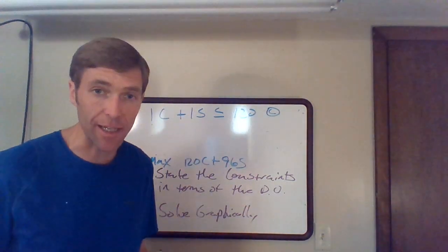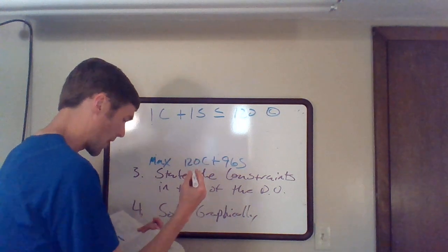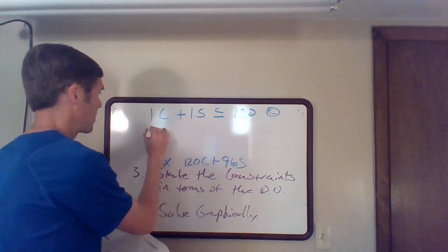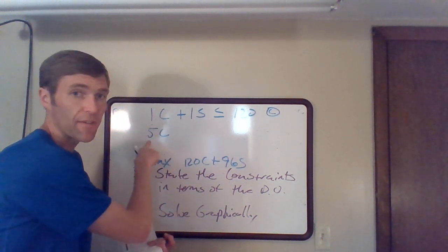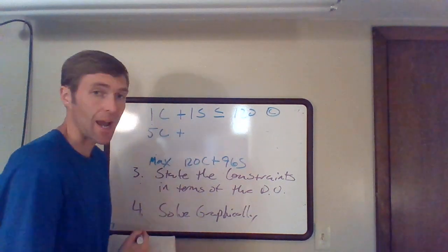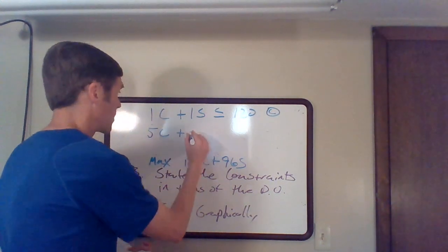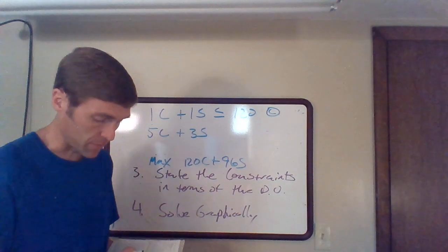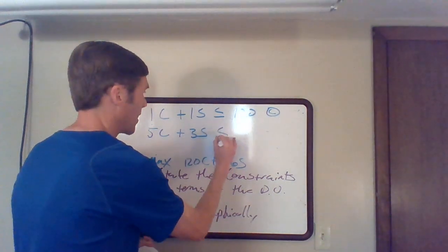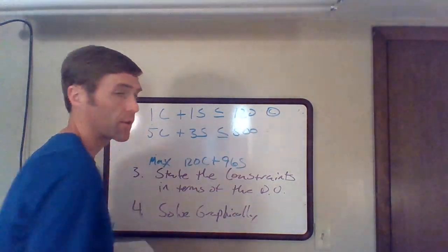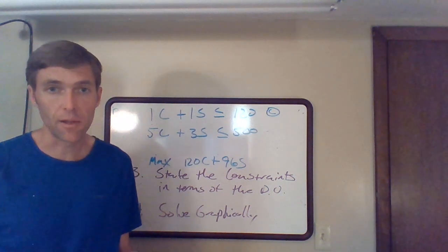Our second constraint is labor. Every time we plant an acre of corn, we use 5 hours of labor. And every time we plant an acre of soybeans, we use 3 hours of labor. And we have 500 hours of labor available.